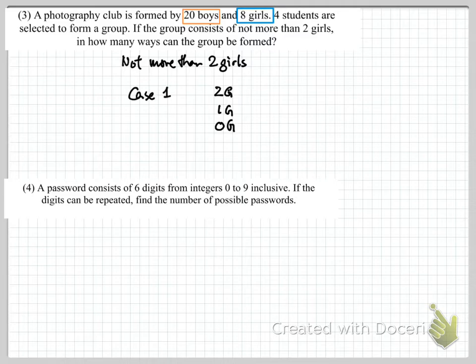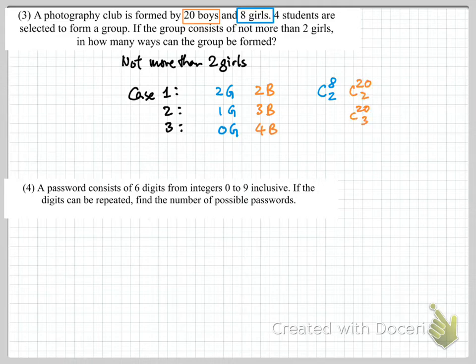We have case 1, case 2, and case 3. If there are 2 girls, that means we choose 2 boys. 1 girl means 3 boys. No girl means all 4 boys. Now if you have 8 girls, you choose 2, that would be 8C2. If you have 20 boys, you choose 2, that would be 20C2, and so on. The rest will be something like this: 8C1, 8C0.